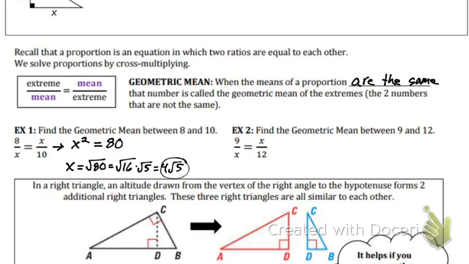To find the geometric mean between 9 and 12, we just set it up with 9 and 12 being our extremes, and we make sure our means are going to be the exact same value, so I put the exact same variable there. Then we do our cross multiplication to give me x squared equals 108. Then we take the square root of both sides, and we have x equals the square root of 108. But that isn't simplified. 9 actually goes into it, and 9 goes into it 12 times.